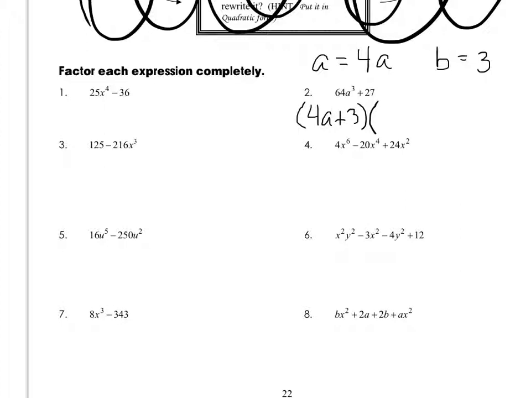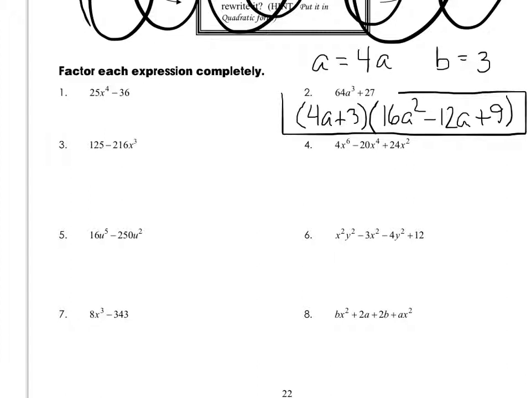Okay, next up comes a squared. So 4a times 4a is 16a squared. Minus a times b. So 4a times 3 is 12a. Plus b squared, which is 9. So as long as you follow that pattern, you should be okay on those.